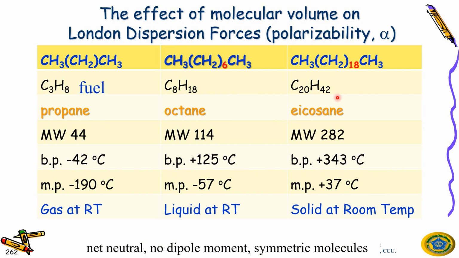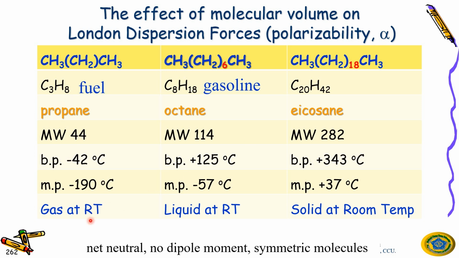Okay, so normally we use this as a fuel. And this one we use as gasoline for your car or for your motorbike. You use this at home to burn, to cook, right? So the molecular weight here is 44, 114, and 282. As you know, if you have a higher molecular weight, the boiling point will be high. The melting point will also be high. Why? Because of the random dispersion force, or we call polarizability.